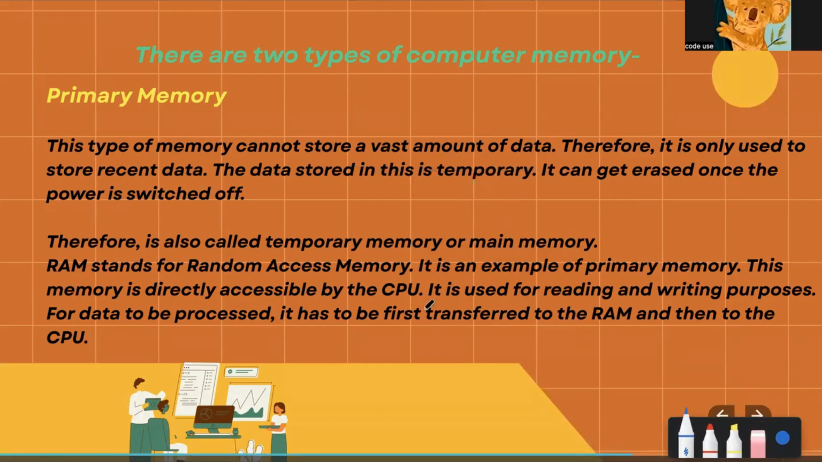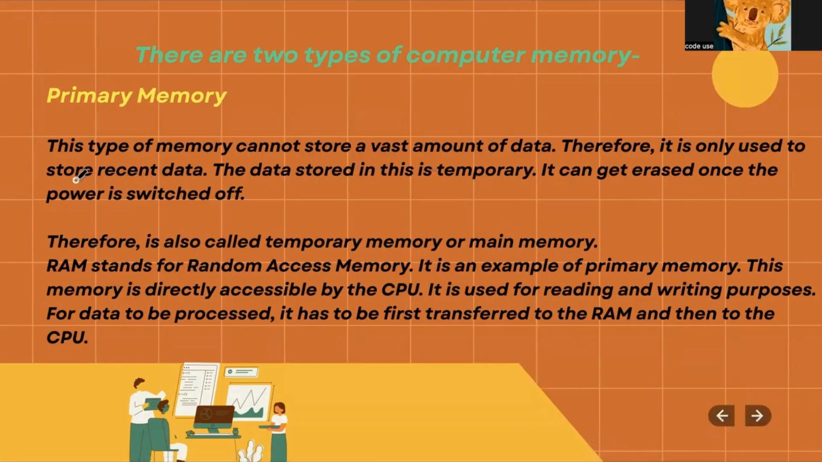Therefore, it is only used to store the recent data. Recent data will be very less, right? If you want to store large data, you cannot store it in the primary memory. So only the recent data will be stored, and it is also called the temporary memory or the main memory. So this is the important point.